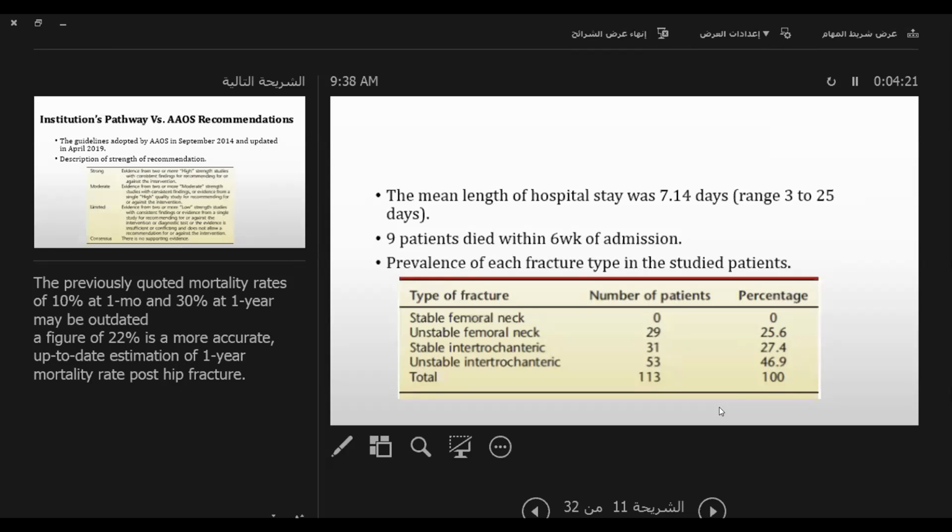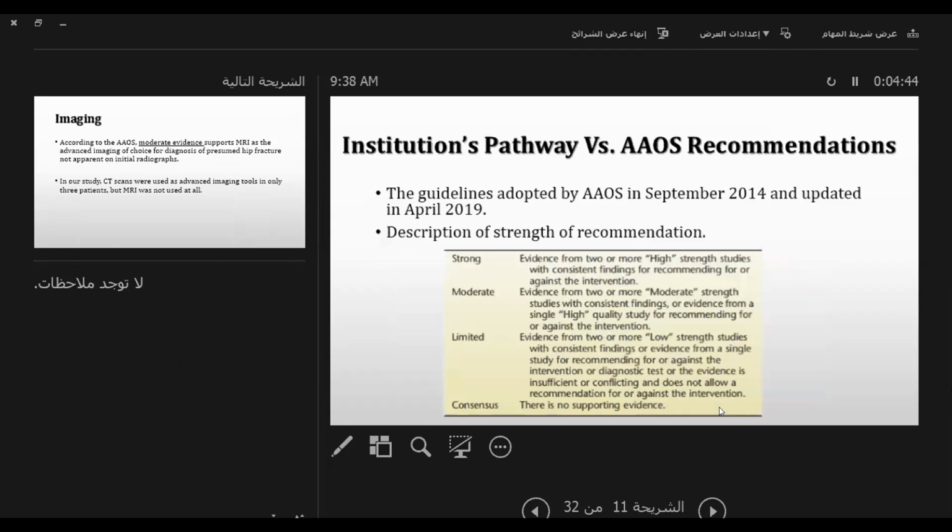Regarding the prevalence of each fracture type, according to this table, most of our patients had unstable intertrochanteric fracture, 1/4 had stable intertrochanteric fracture, and another 1/4 had unstable femoral neck fracture. Just to note that over the studied year, no stable femoral neck fracture was admitted.